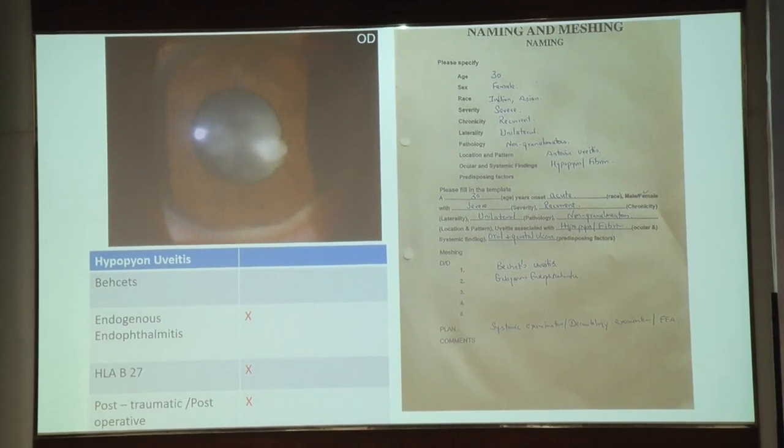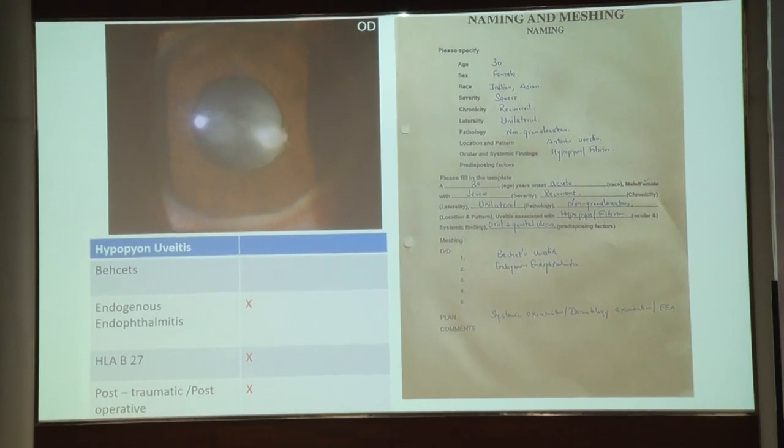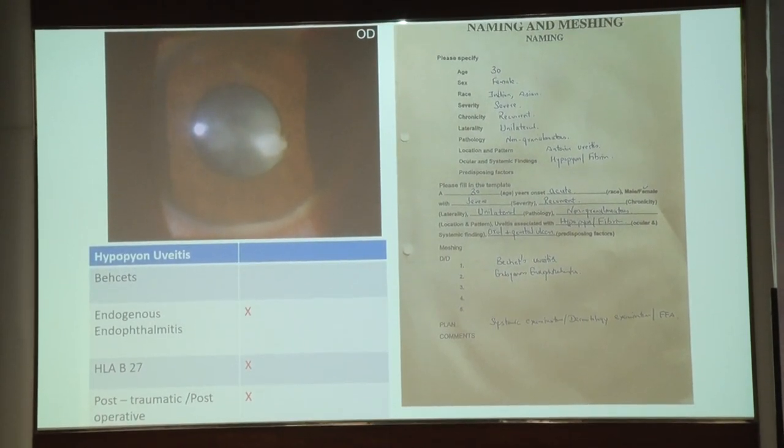She gave a history of recurrent attacks. It was unilateral. As we can see, this was a non-granulomatous type of inflammation, and there was hypopyon and fibrin in the anterior chamber. So this is the template which helps us arrive at a diagnosis.